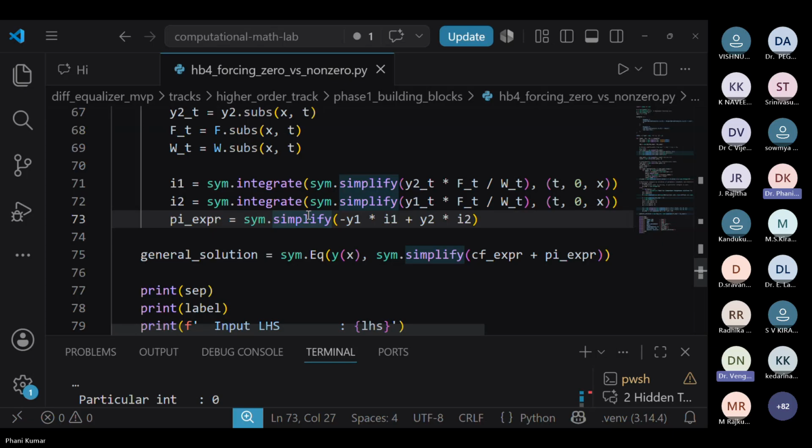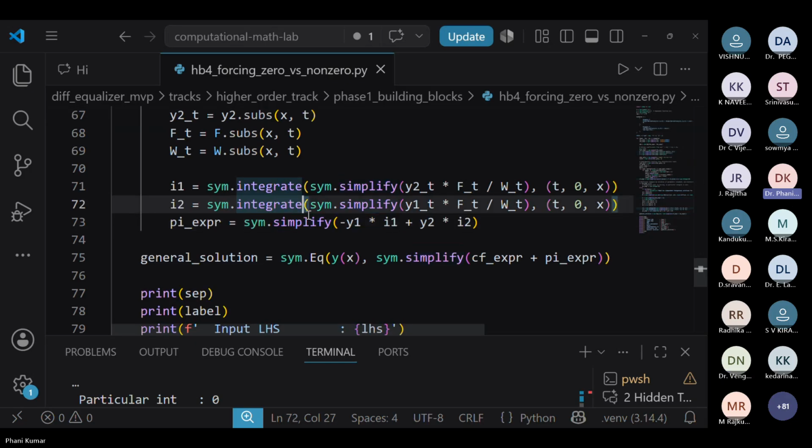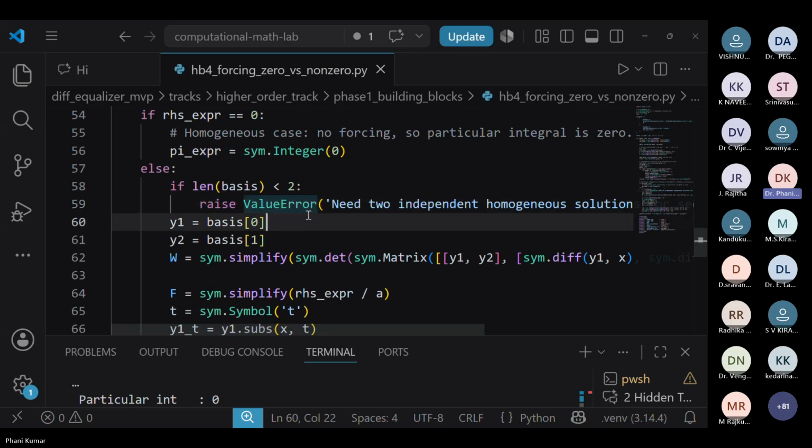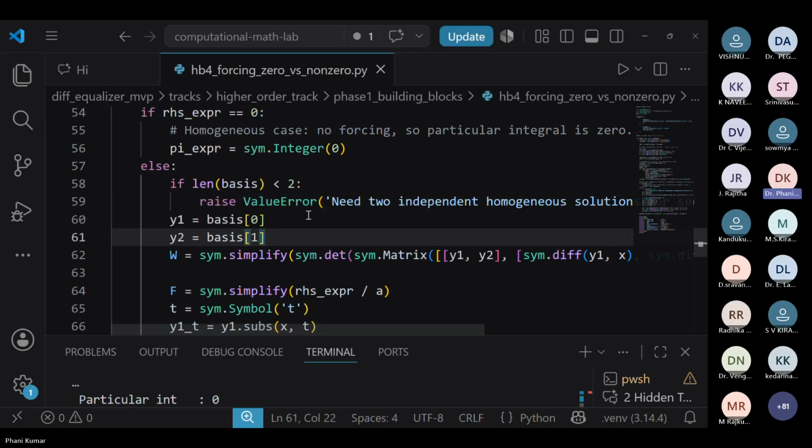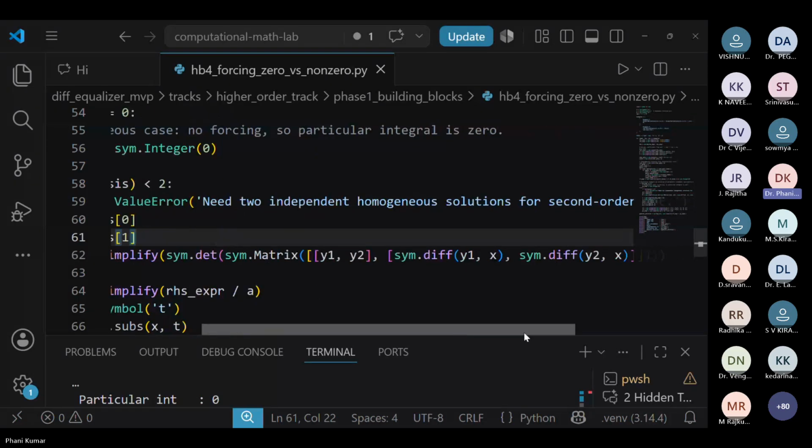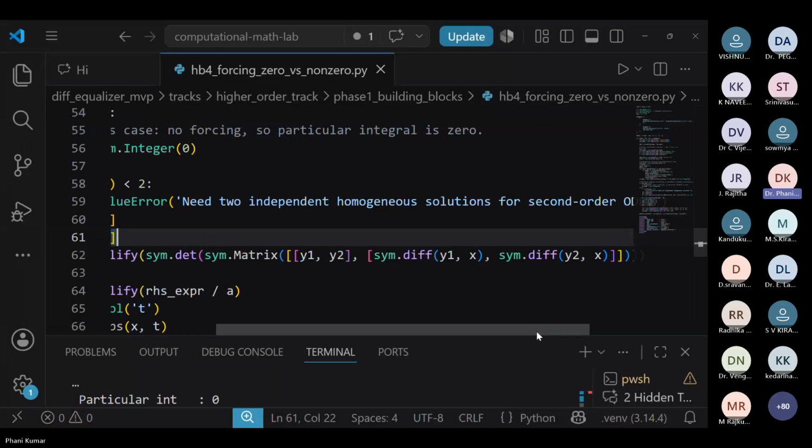So here we have to run the program, right? We are going to take y1 and y2. You know how to find y1 and y2. Here we are using the method of variation of parameters, where from the homogeneous part, we are going to get the two solutions.